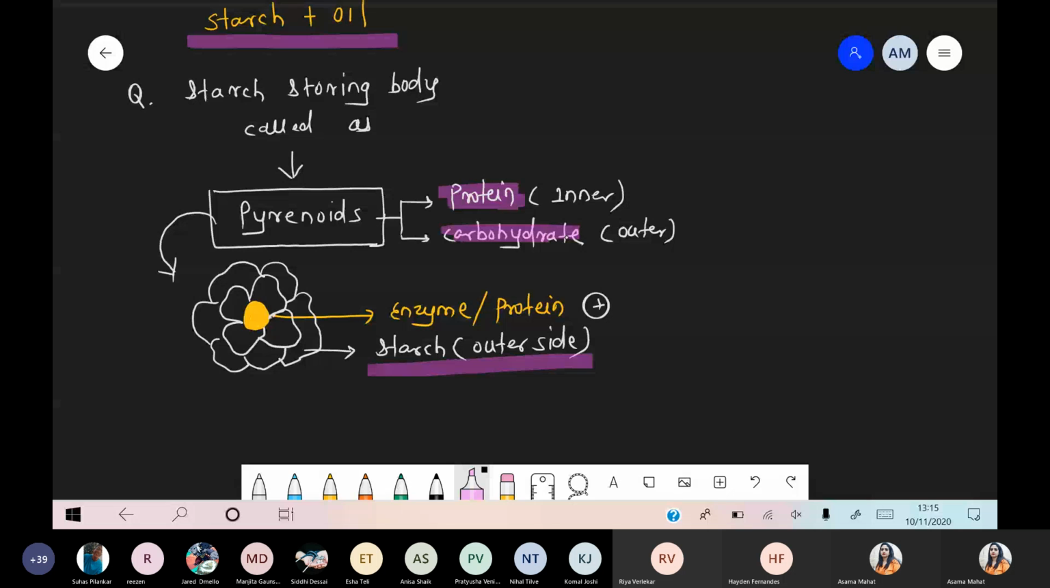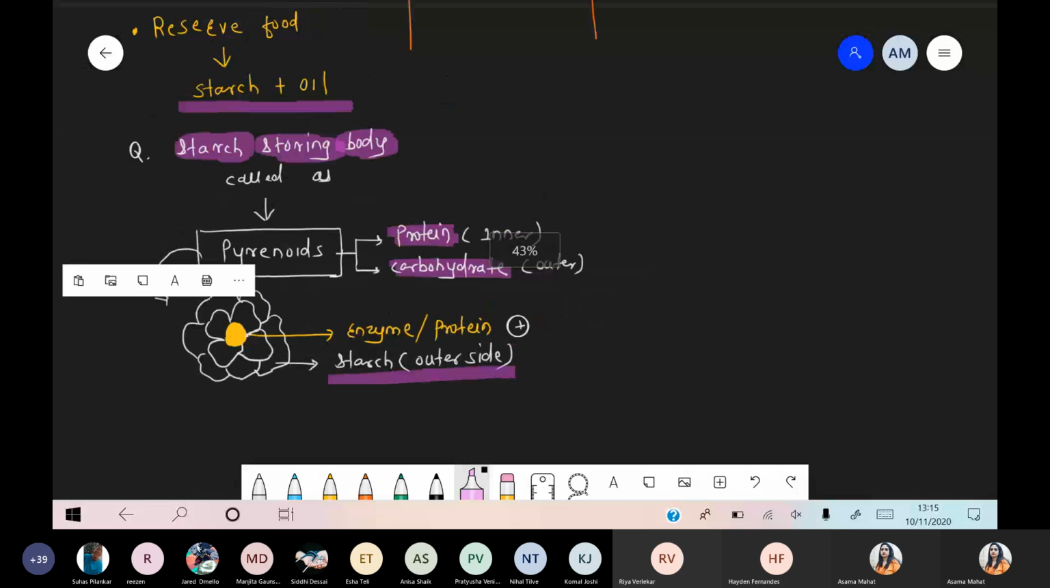Definitely, what is the pyrenoid? Pyrenoid is the starch storing body. Straightforward question. If the question is starch storage body, name it, pyrenoid. But if the question is, pyrenoid is made up of what? Then pyrenoid is made up of protein plus carbohydrate. Got it? This point is clear, everyone?